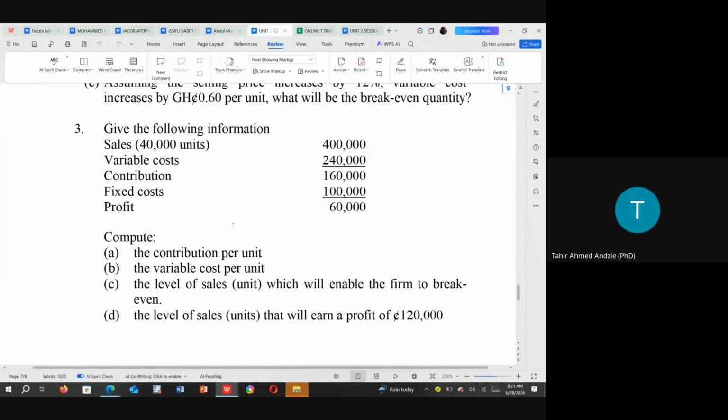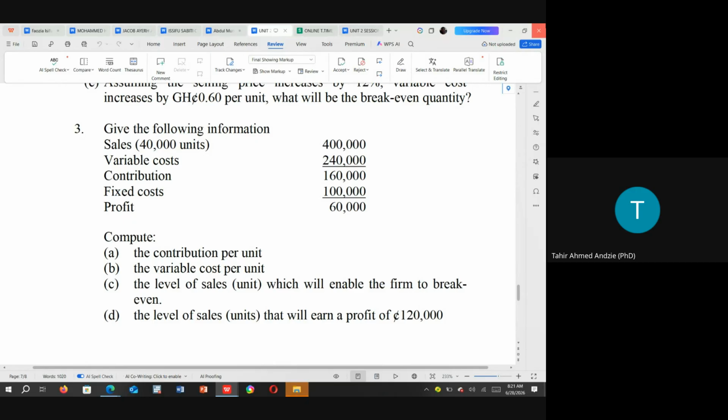The D part says to calculate the level of sales units that will earn a profit. Hello, yes please, sir. Look again. The C part says to calculate the level of sales units which will enable the firm to break even. So that is the break-even point in units they are requesting.